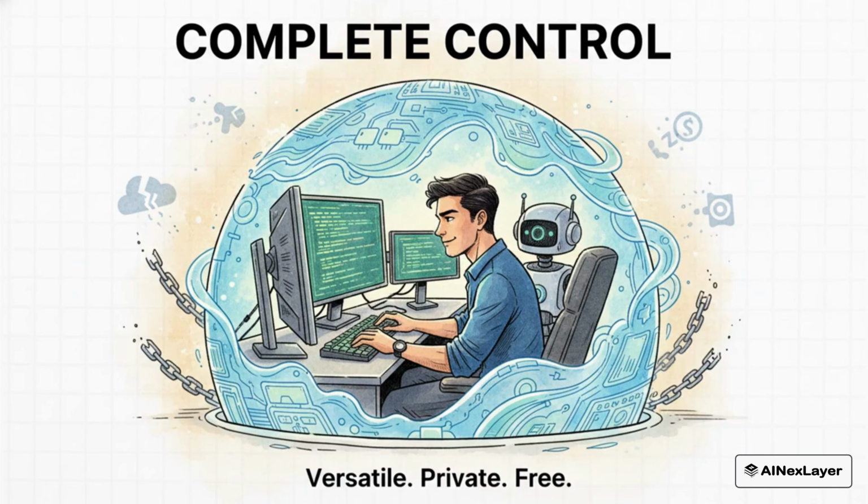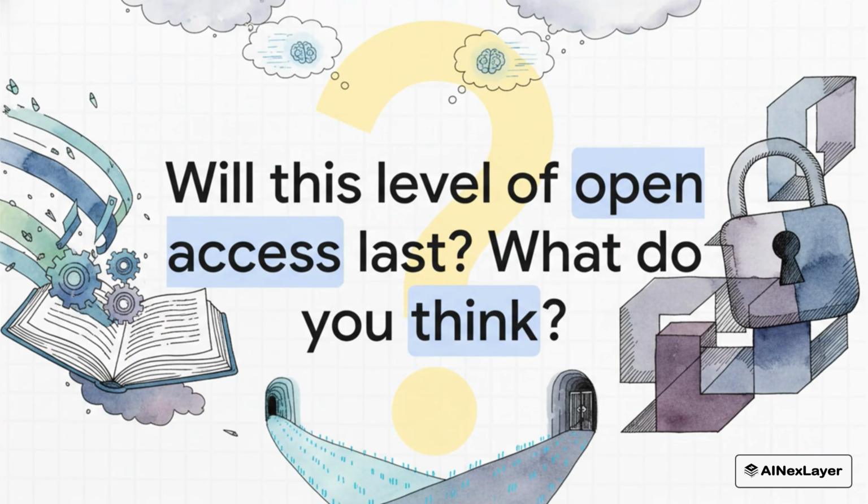So by following these steps, you've set up a powerful, versatile, and completely private coding environment. You have an AI pair programmer that's free from any external dependencies, no subscription fees, no API keys. You are in complete control. This brings an incredible amount of open source power directly to developers, right to their fingertips. But in an industry that so often favors closed, proprietary systems, it really makes you wonder, is this level of open access going to last? What do you think?